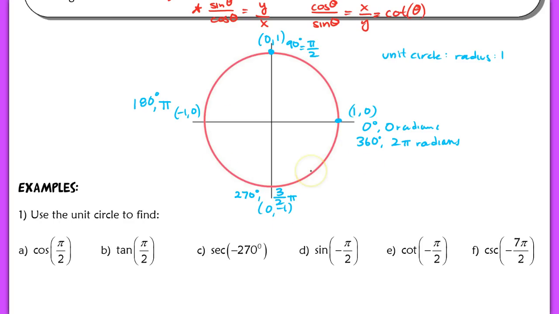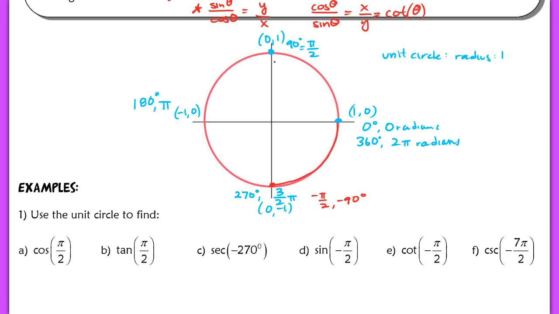Now, if I were to go in a negative direction, I would define this coordinate here to also be negative pi over 2 radians. Okay. I could also say that that's negative 90 degrees as well. So just be careful about being able to go both counterclockwise and clockwise. All right? So let's do some values where we're calculating using our trig functions.